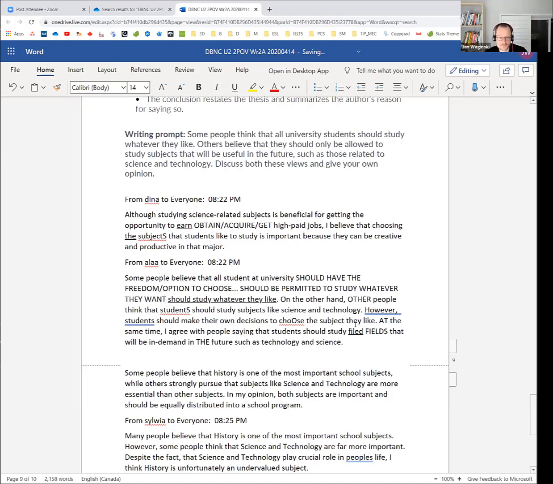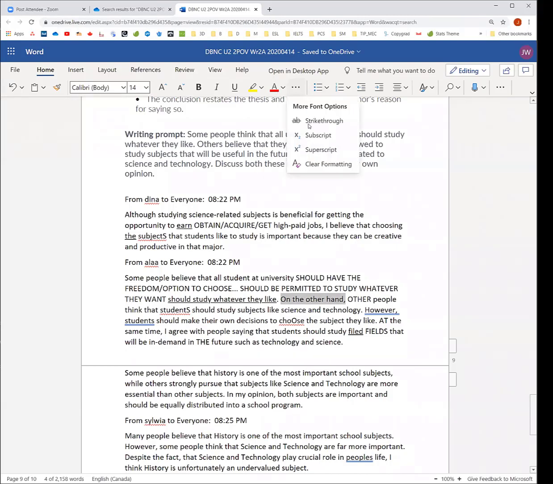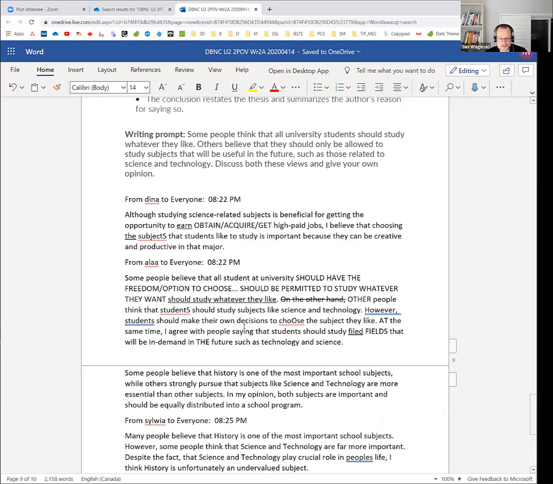On the other hand, other people. So if you have this situation, on the other hand, other people, we can just get rid of on the other hand. Yeah, other people. Other people think that students should study subjects like science and technology, right? That will be useful in the future.